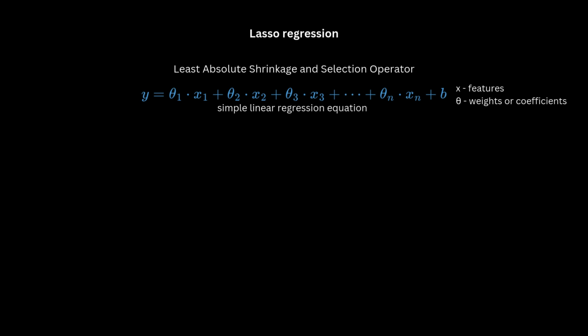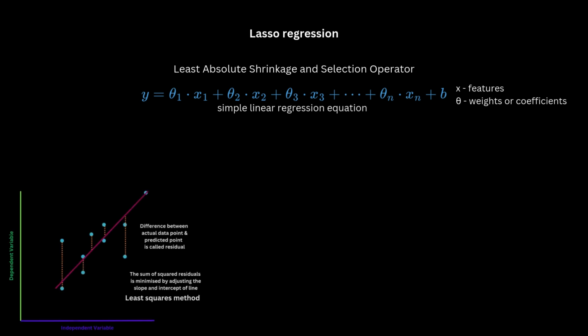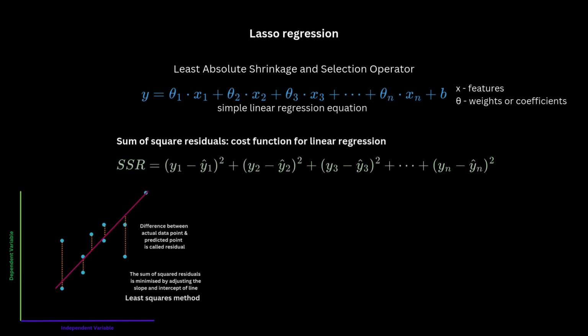And for machine learning models, we have a cost function which is used to measure how well a machine learning model is performing. The cost function for linear regression equation is the sum of squared residuals, which is represented by this equation where yi is the predicted value and yi hat is the actual value. And this graph represents this SSR.